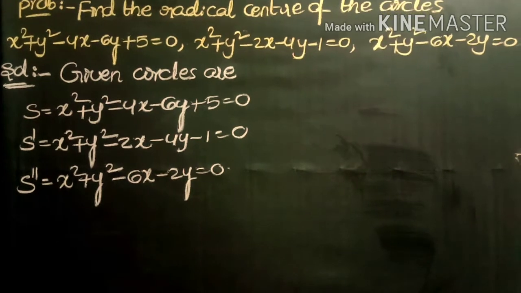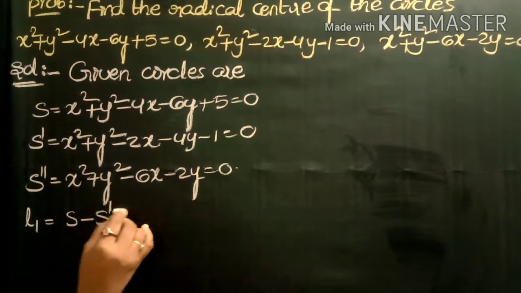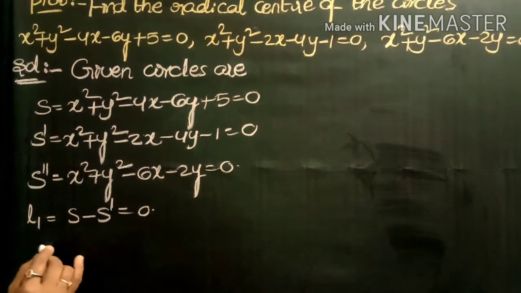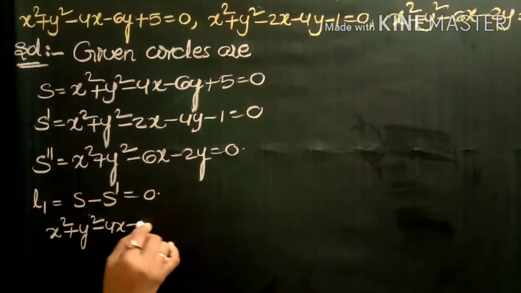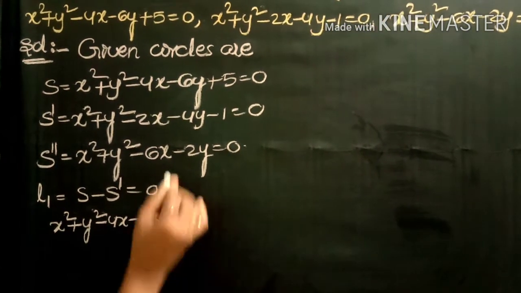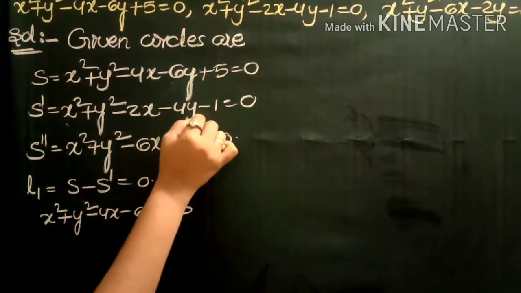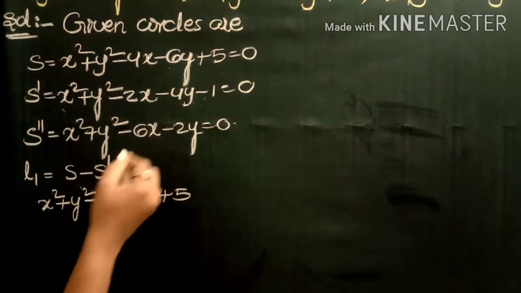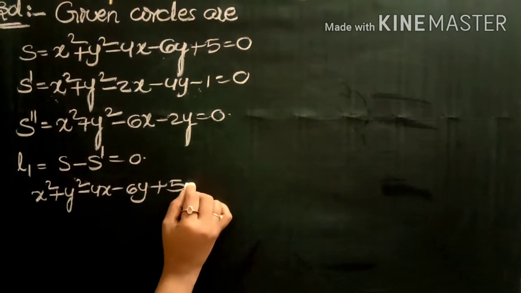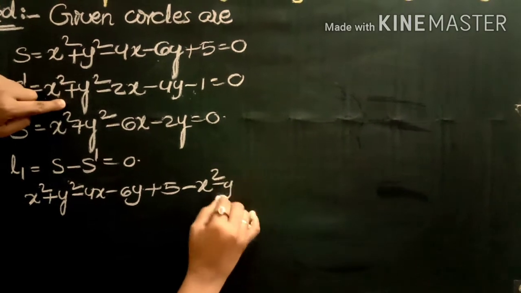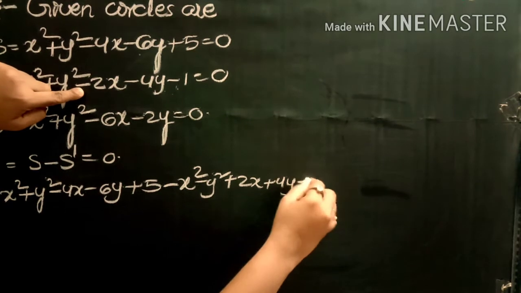Now we are taking the radical axis equations. L1 is equal to first radical axis, that is S minus S dash equal to 0, that is x square plus y square minus 4x minus 6y plus 5 minus S dash. Minus S dash means we are changing the signs of all these terms. This is S dash value, we want minus S dash, means we are changing the signs of all these terms, that is minus x square minus y square plus 2x plus 4y plus 1 equal to 0.